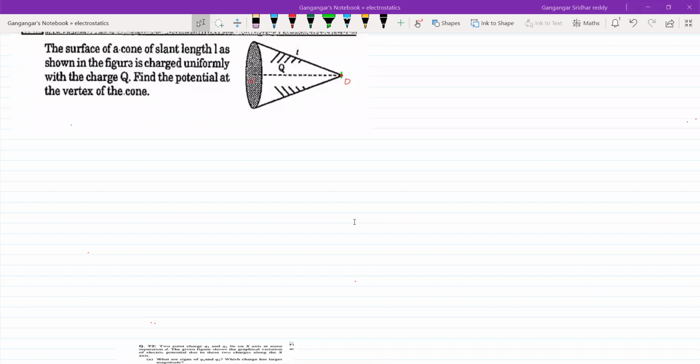It's not a solid cone, at least the surface of cone of slant length L as shown in figure is charged uniformly with the charge Q. So what type of charge, where will the charge be distributed? On the surface. The charge is distributed on the surface here. Okay, I'll proceed with the assumption. This is called the lateral surface, no?